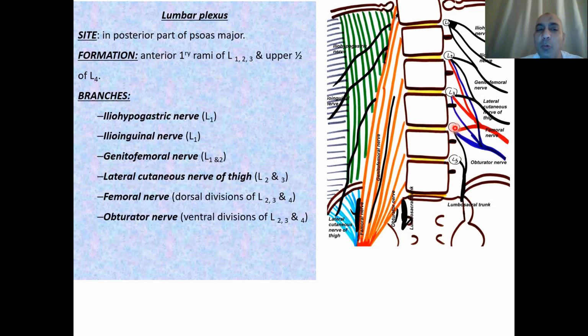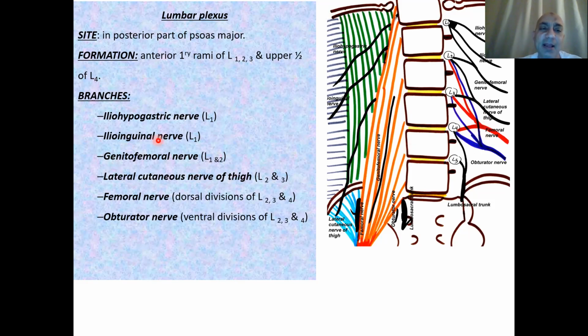Simply speaking, we have about 6 or 7 branches arising from this plexus. They are named iliohypogastric, ilioinguinal. Ilio means L1. Iliohypogastric, ilioinguinal, hypogastric and inguinal are regions. Then genitofemoral nerve from L1 and L2, and lateral cutaneous nerve of the thigh, L2, L3. And we have 2 branches, and for both branches the roots are L2, L3, L4. They are named the femoral and obturator.